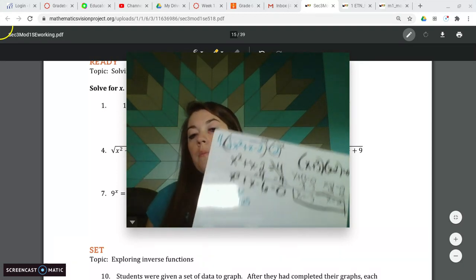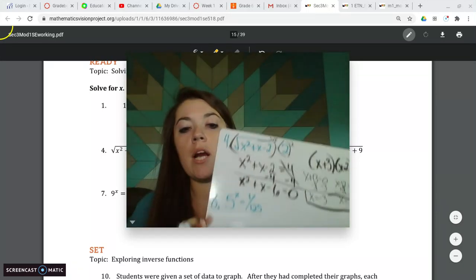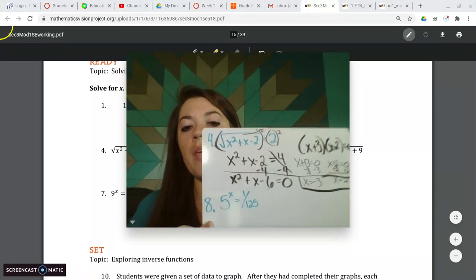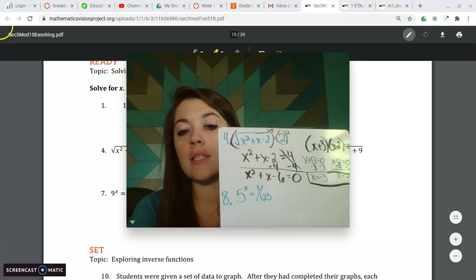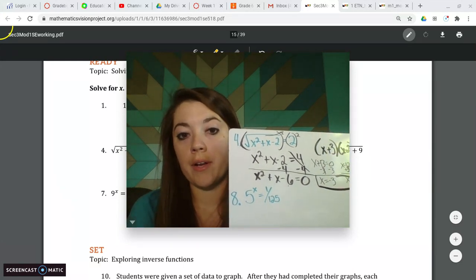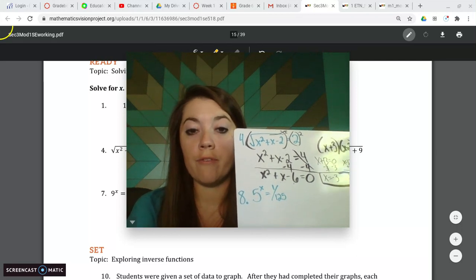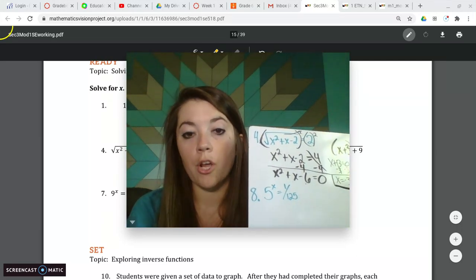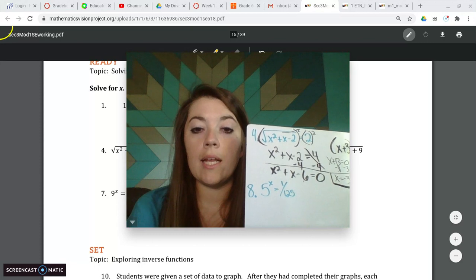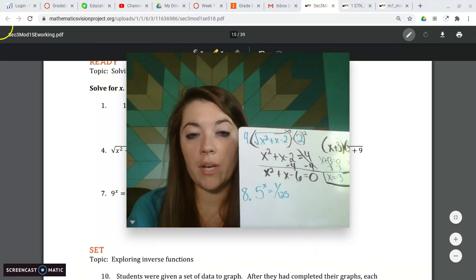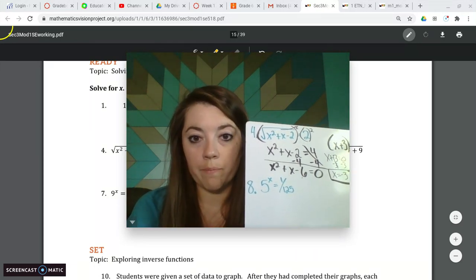All right, the next one we're going to take a look at is number 8. So we have 5 to the power of x equals 1 over 125. Now you may be wondering how, by taking 5 to any power, we are going to get a fraction? Well, when we take any number to a negative exponent, it's going to give us a fraction.